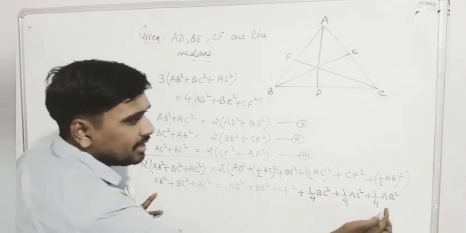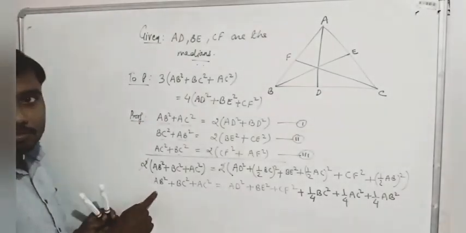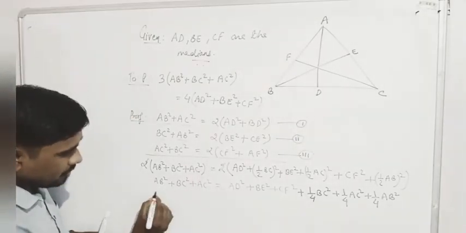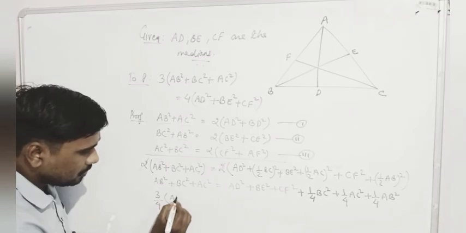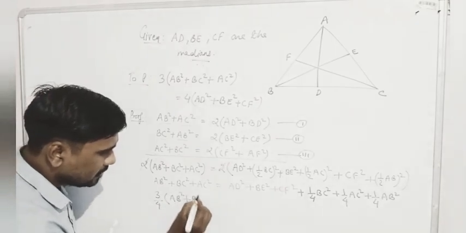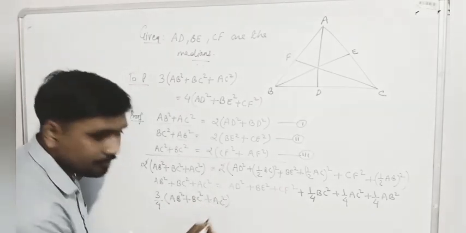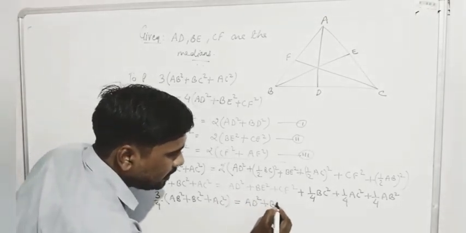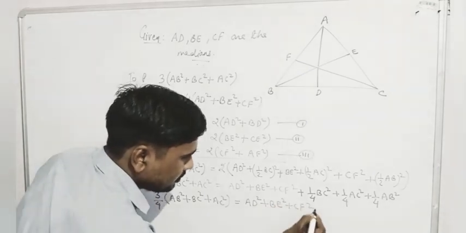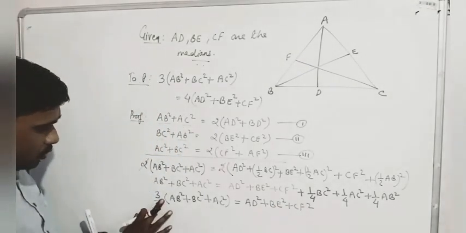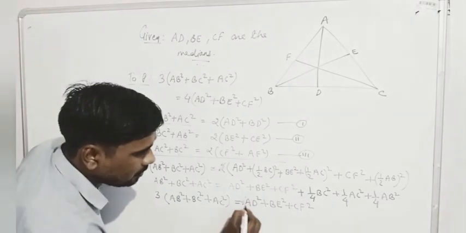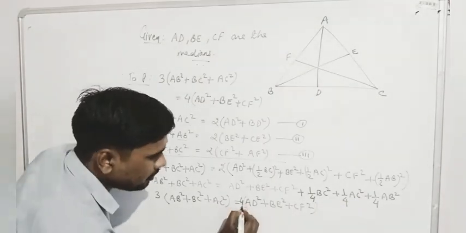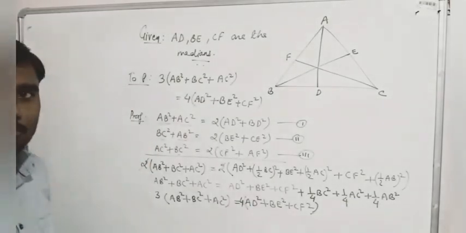So when AB square minus 1/4 AB square is 3/4 AB square. Similarly 3/4 BC square and 3/4 AC square. So it will be 3/4 will be common, AB square plus BC square plus AC square is equal to AD square plus BE square plus CF square. Clear? Now this 4 will go this side and it will be multiplied. So this is what we have to prove.